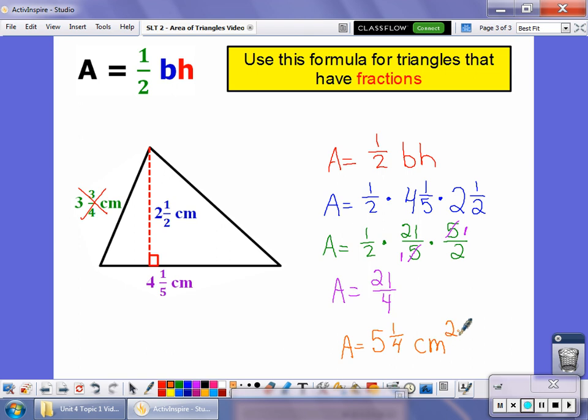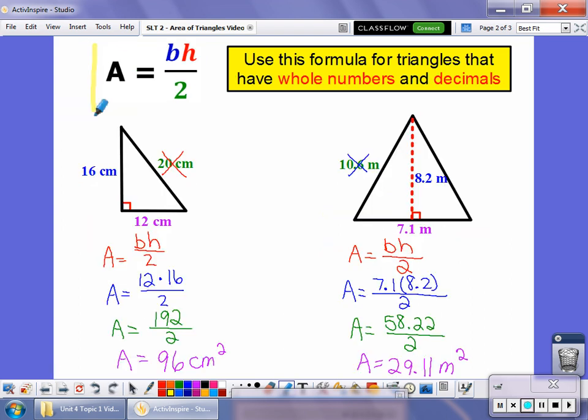So remember, two formulas for finding the area of a triangle. The one that has the fraction, 1/2 base times height, is going to be used when you have problems that have fractions. The other formula, base times height divided by 2, is going to be used for whole numbers and decimals.